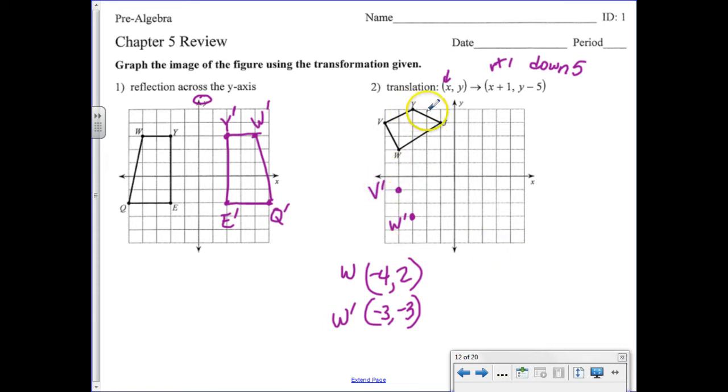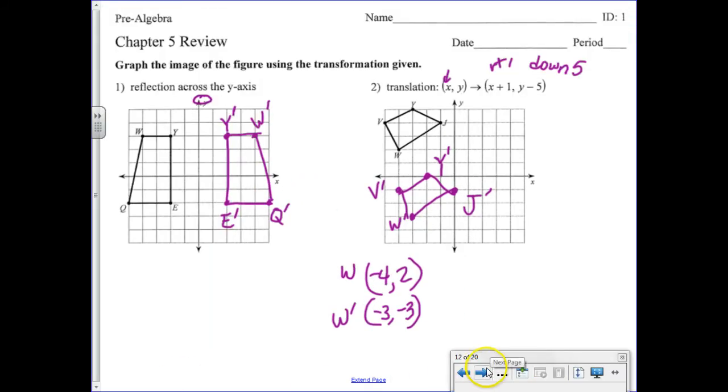Y, I'm going to go to the right 1, 1, 2, 3, 4, 5. This one lands exactly on the x-axis. Cool. This is y prime. And J goes to the right 1, 1, 2, 3, 4, 5. J ends up exactly on the y-axis, but down 1 unit from the origin. Here is J prime. Connect the dots. I know mine isn't as clean as hopefully yours will be.